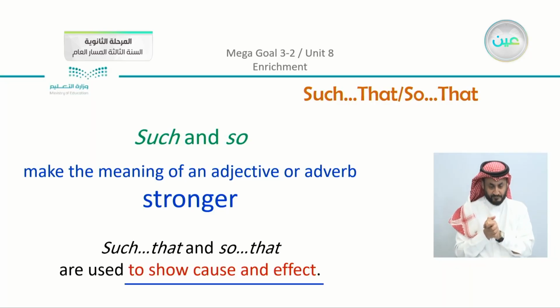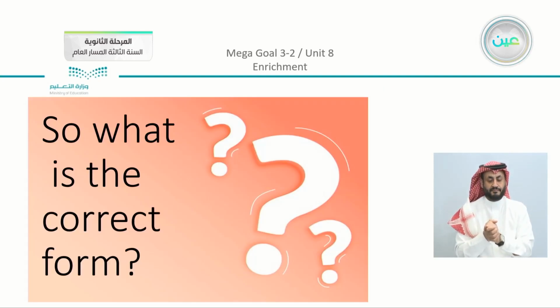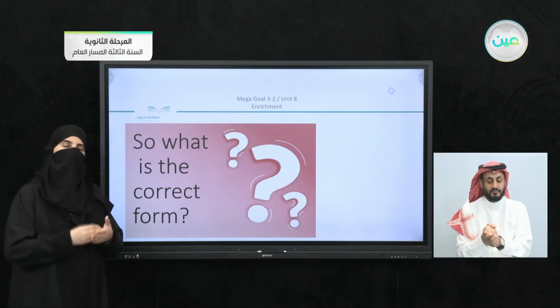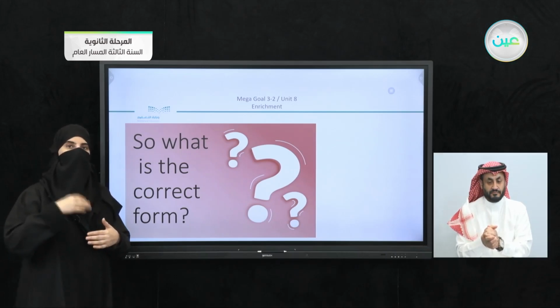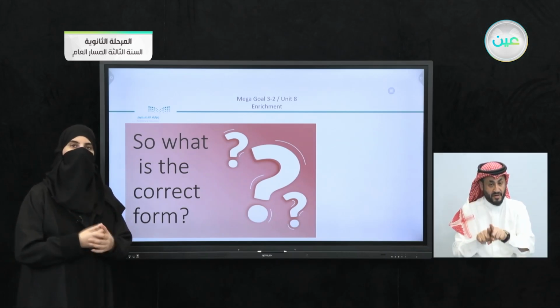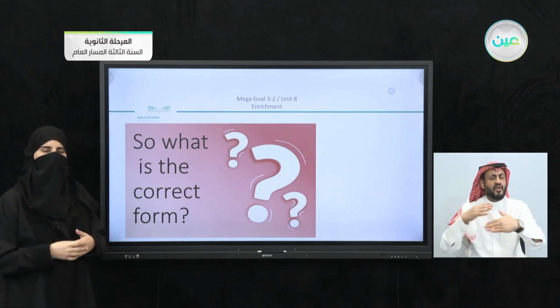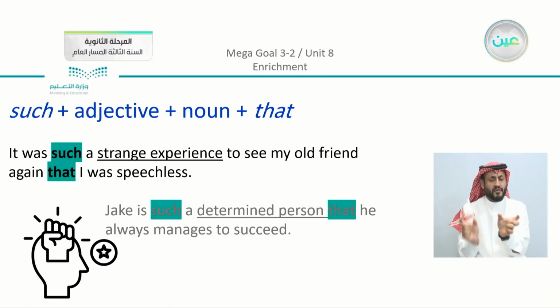Such that and so that are used to show cause and effect. Now, this is one thing that we studied. So what is the correct form? Do you remember what is the correct form? I just mentioned that, of course, so and such do not come directly before that, or that actually doesn't come after them. So what is the correct form? Do you remember, what did we say about the structure of the sentence?